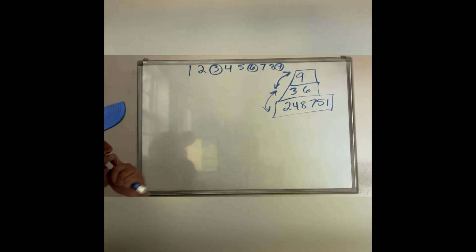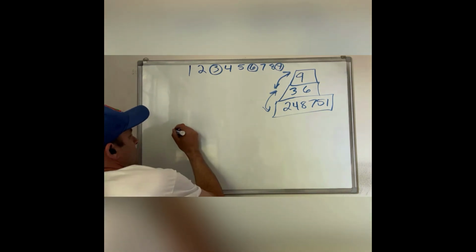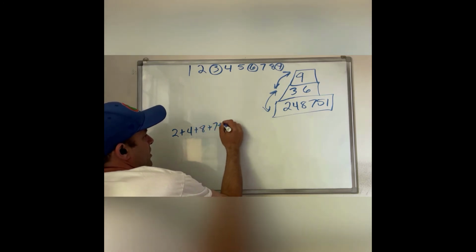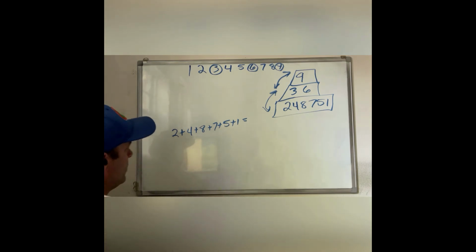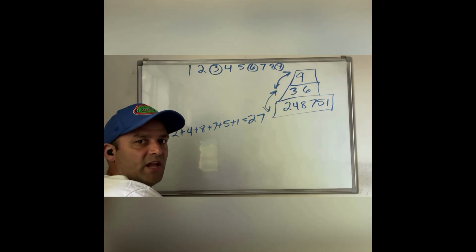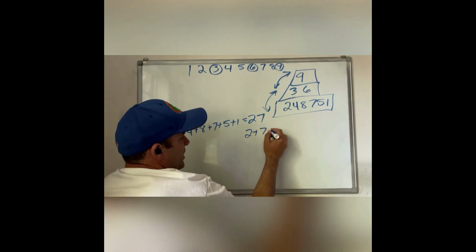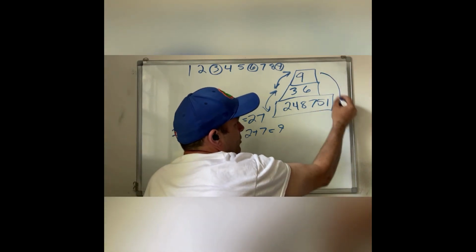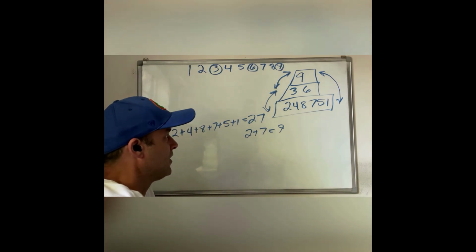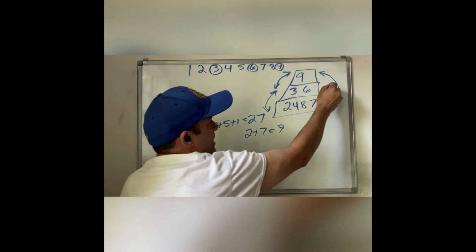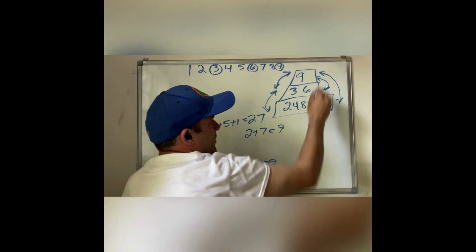So how do we know that 9 governs all of them? How do we know? So this is how. 2 plus 4 plus 8 plus 7 plus 5 plus 1. That's 27, okay? And remember, you have to reduce to explain creation. So 2 plus 7 equals 9. So that's how you know that 9 also governs the physical reality, okay? And then obviously, 3 plus 6 equals 9. So you know 9 governs 3 and 6 as well, okay?